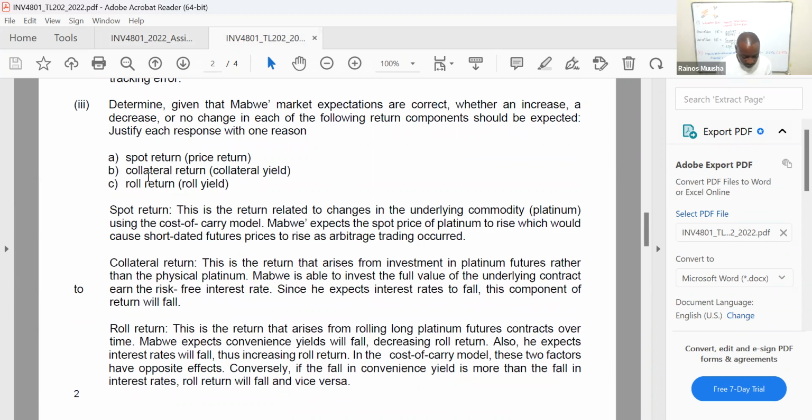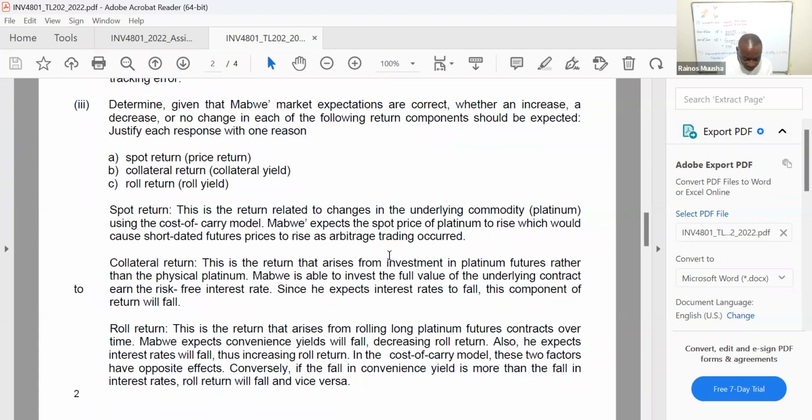Next, they discuss the collateral return. And here they say, this is the return that arises from investment in platinum futures rather than physical platinum. So Mabwe is able to invest the full value of the underlying contract and earn the risk-free interest rate. So since he expects the interest to fall, the component of return will fall. Remember they say, when it comes to collateral return, this is the return that arises from investment in platinum futures.